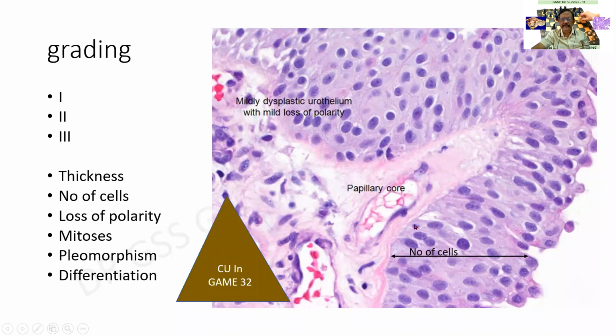The grading is like this. Grade 1, grade 2 and grade 3. Depends on the thickness. Grade 1 usually less than 7 layers thick. There won't be any pleomorphism or mitosis. Grade 2 it is slightly increased, and grade 3 there will be a maximum increase in the number of layers. Also there will be loss of polarity, increased mitosis, pleomorphism and lack of differentiation.